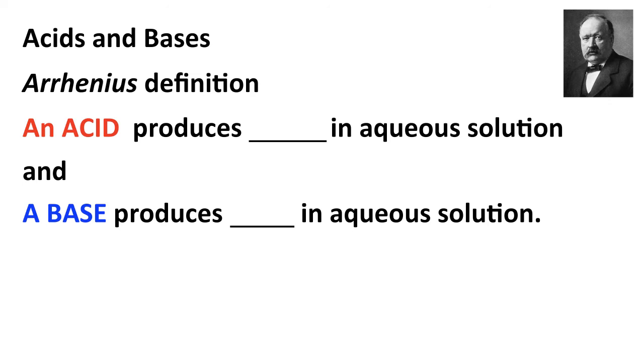When we deal with acids and bases, there are a number of definitions that we can use. Probably the most common definition of acids and bases is known as the Arrhenius definition. It's named after the Swedish scientist Svante Arrhenius, who was awarded the 1903 Nobel Prize for Chemistry. And according to the Arrhenius definition, an acid is a substance that produces hydronium ion in aqueous solution.